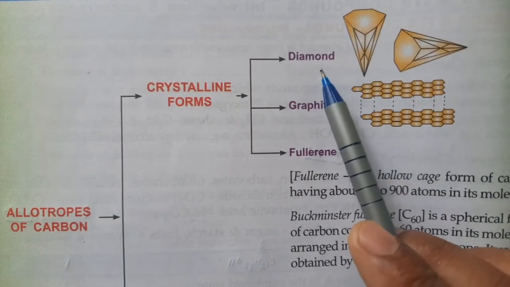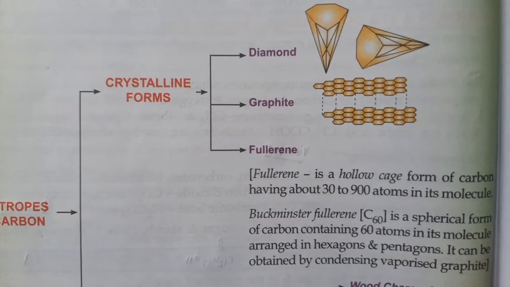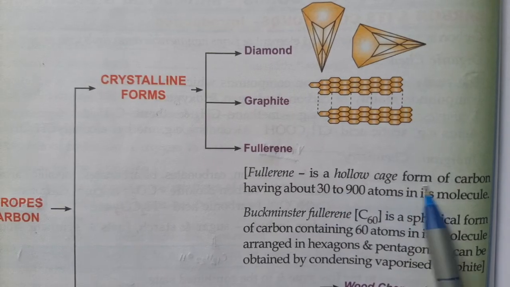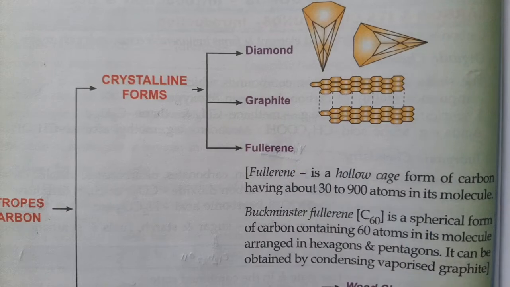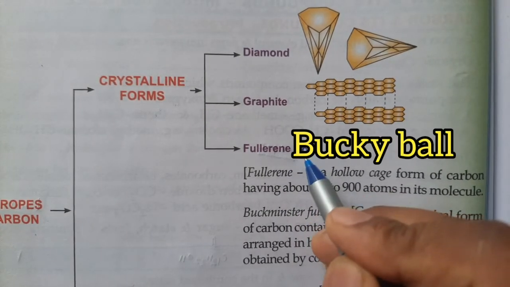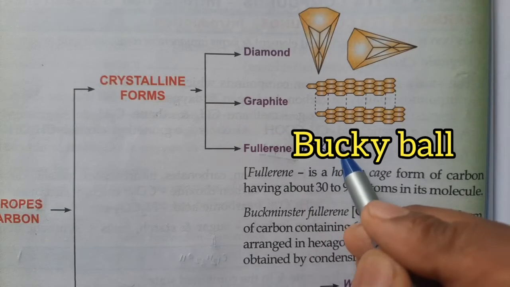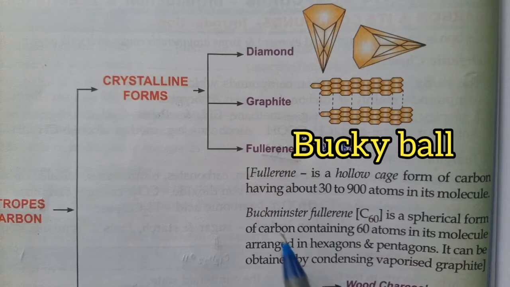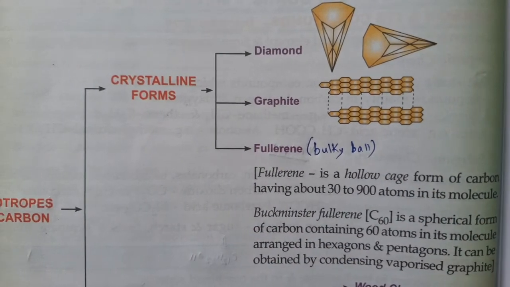You have seen diamond, you have seen graphite, but fullerene is new to you. So let us learn a little bit more about fullerene here, students. Fullerene is a hollow case form of carbon. It looks like a football. Therefore, it is also known by the name buckyball, because its shape is just like a football. So these are the three crystalline forms of carbon.